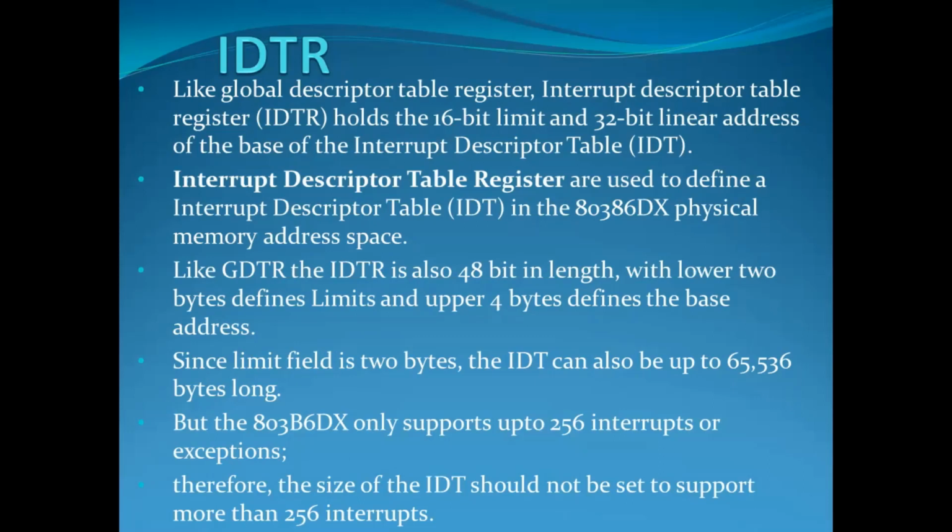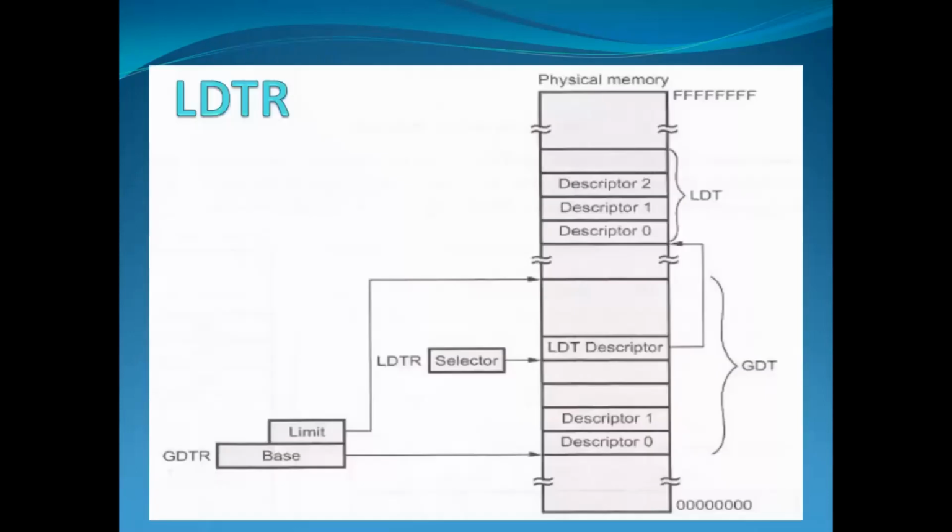Since the limit field is 2 bytes, the IDT can also be up to 65,536 bytes long. But the 80386DX only supports up to 256 interrupts or exceptions. Therefore, the size of the IDT should not be set to support more than 256 interrupts.